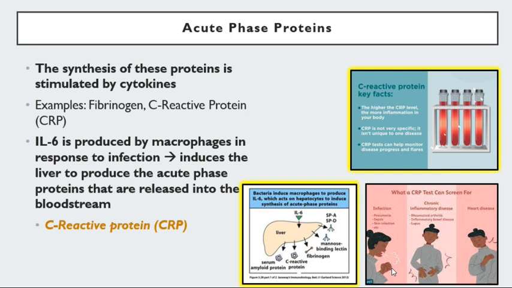IL-6 is another thing that's produced by macrophages in response to infection, and it's one of the cytokines that is released and acts upon the liver to produce these acute phase proteins like C-reactive protein. IL-6 is just an example of that type of cytokine.